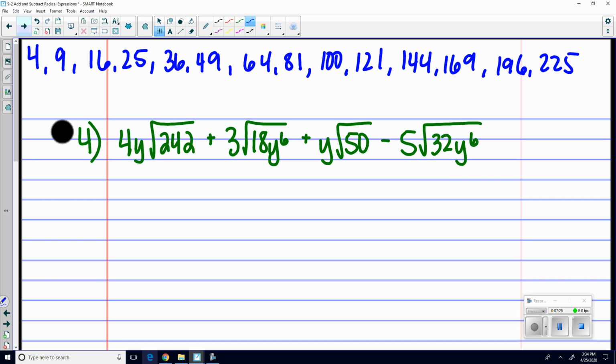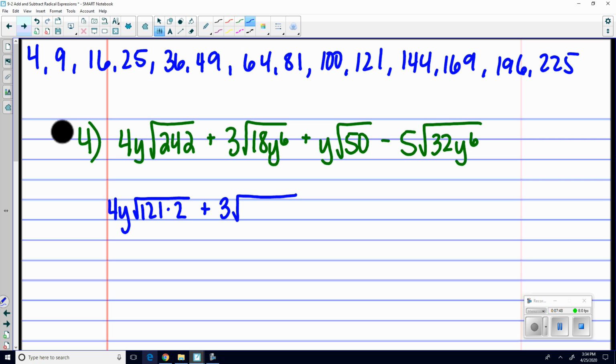All right, so let's break these down a little bit. I need to simplify these down. So I'm going to rewrite them as multiplication problems right now. Can't lose that 4y on the outside. 242, looking up at those squares, the biggest one that actually goes in is 121. It's 11 squared times 2, plus 3 square root. Now, we'll worry about the y to the 6 in a minute.